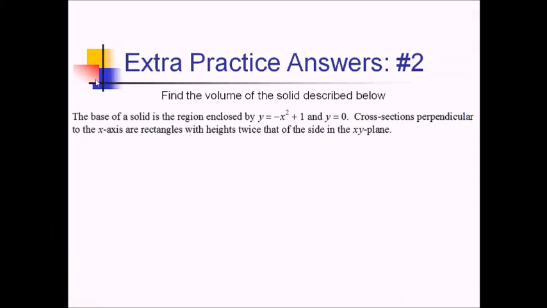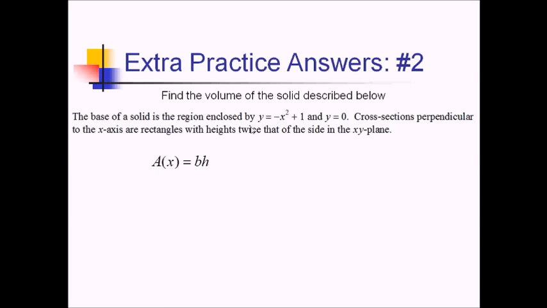For this problem, the base of a solid is a region enclosed by this upside down parabola and the x-axis here. Cross sections are rectangles with heights twice that of the side in the xy plane. And they're perpendicular to the x-axis, so integrating with respect to x. So let's start by writing the area formula for these rectangles. We can write, in general, A of x equals base times height, because these are rectangles. But now we need to make sure these are both expressed in terms of the base before we can even think about writing all this in terms of x.